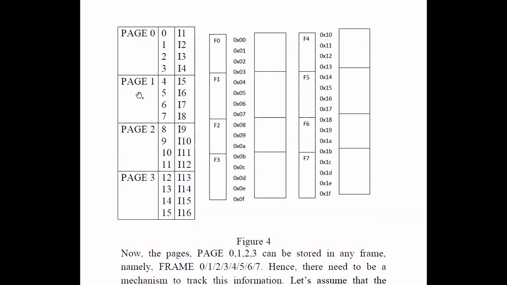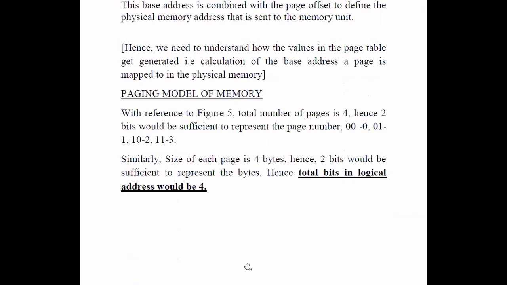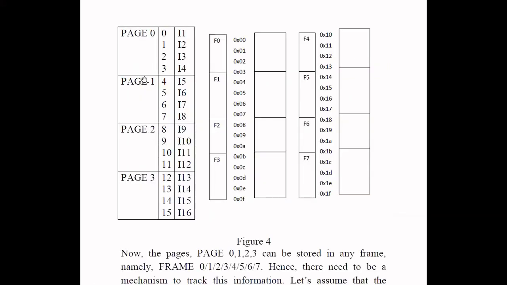In order to represent these page numbers, 2 bits is more than sufficient. That is what I've represented over here. The total number of pages is 4. Hence, 2 bits would be sufficient to represent the page number, because the page number is nothing but 0, 1, 2, 3. To represent page number 0, the bit value 00 is sufficient. To represent page number 1, the bit value 01 is sufficient. To represent page 2, similarly 10, and it goes on. So we have to concentrate only on 2 bits in order to represent the page number.